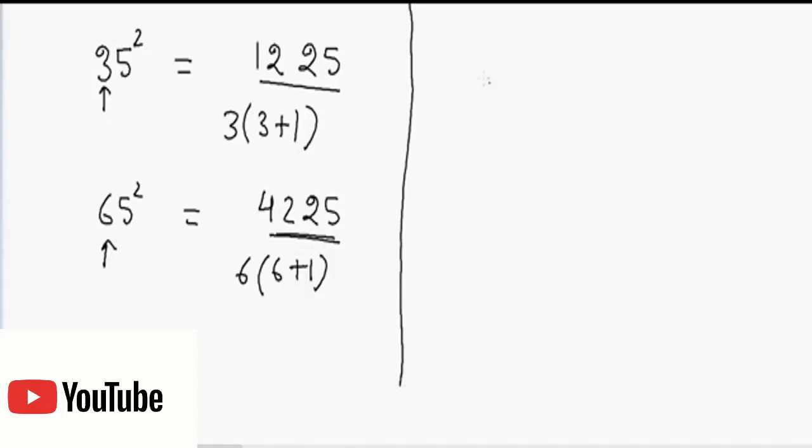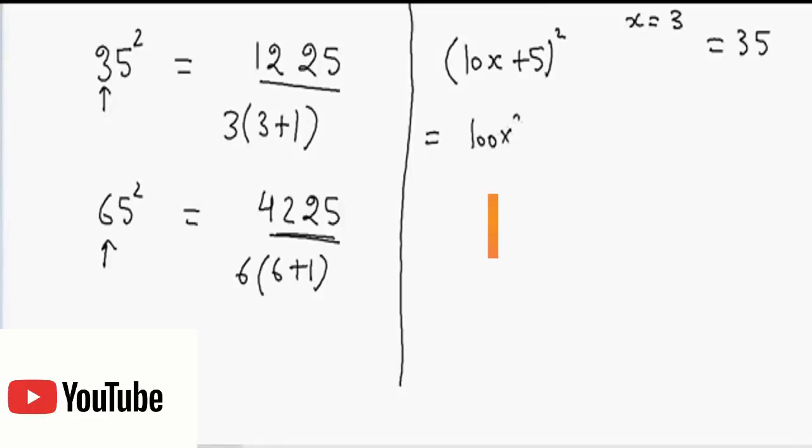So suppose we have any number which ends with 5, so that number can be written as 10 into x plus 5. So here suppose if x is equal to 3, then this number will be equal to 35, right? So suppose if we have 10x plus 5 and we want to do a square of it, that will be equal to 100 x square plus 100x plus 25.